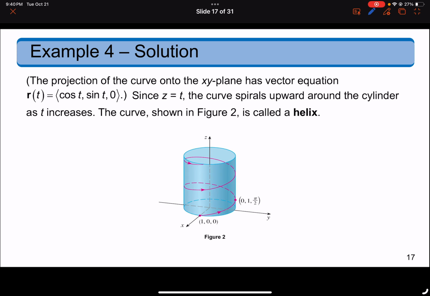So the projection of the curve into the xy plane has the vector equation r of t equal to cosine t, sine t, 0. Since z is equal to t, the curve spirals upward along the cylinder as t increases. The curve shown in figure 2 is called a helix.